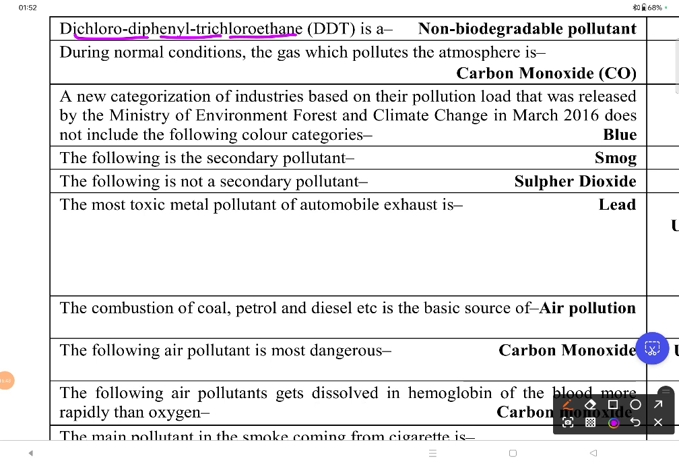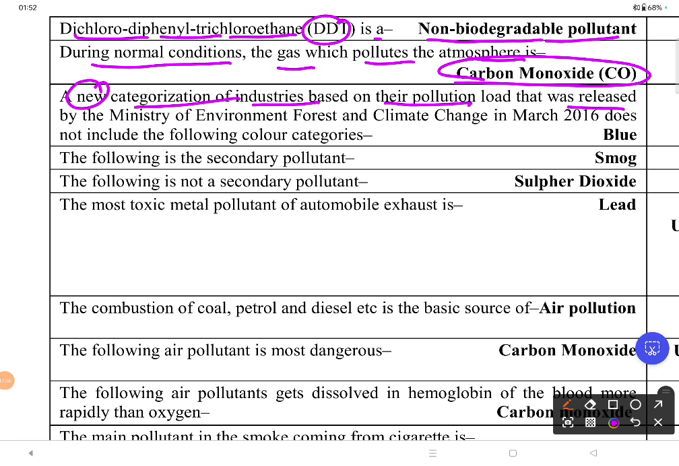Dichloro-diphenyl trichloroethane, that is DDT, is a non-biodegradable pollutant. During normal conditions, the gas which pollutes the atmosphere is carbon monoxide, CO. A new categorization of industries based on the air pollution load that was released by the Ministry of Environment, Forest and Climate Change in March 2016 does not include the following color category: blue.